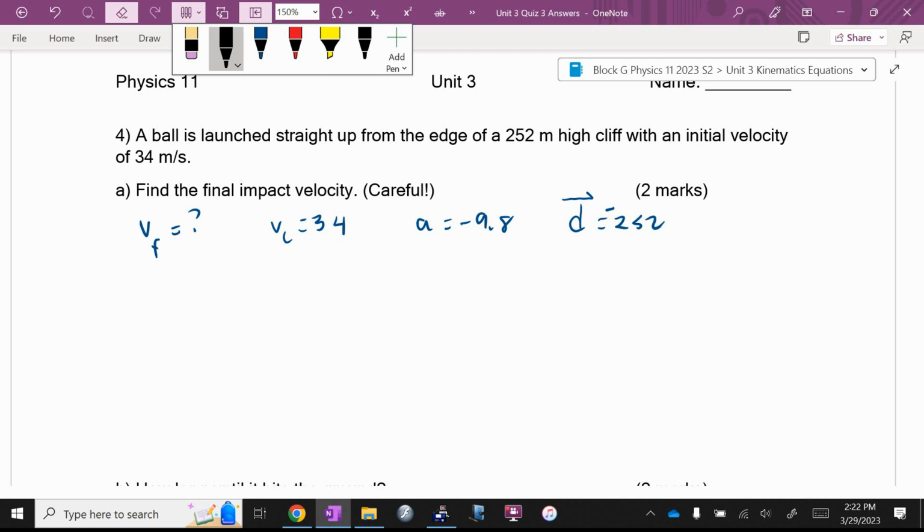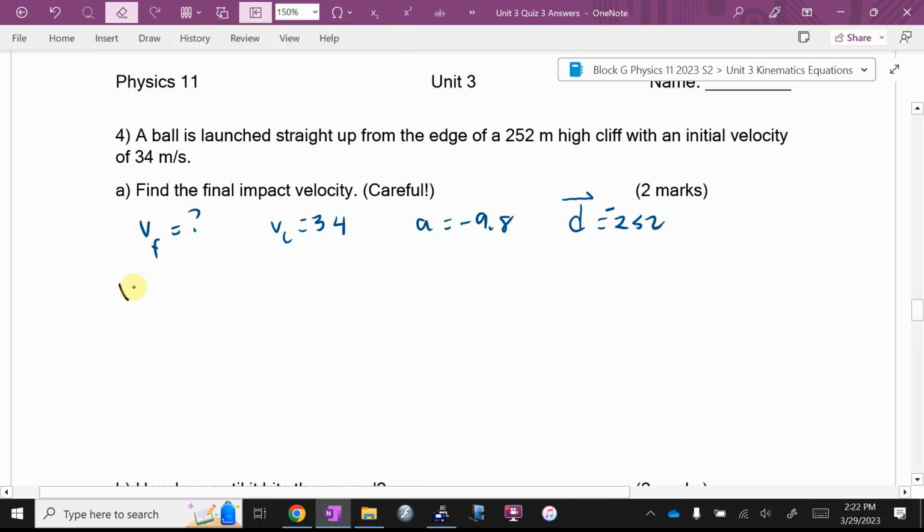I don't know T. Good. But that's how I do this, by the way. I actually ask, what don't I know? I skip all those equations and I jump to the one that... Yes. VF squared equals VI squared.